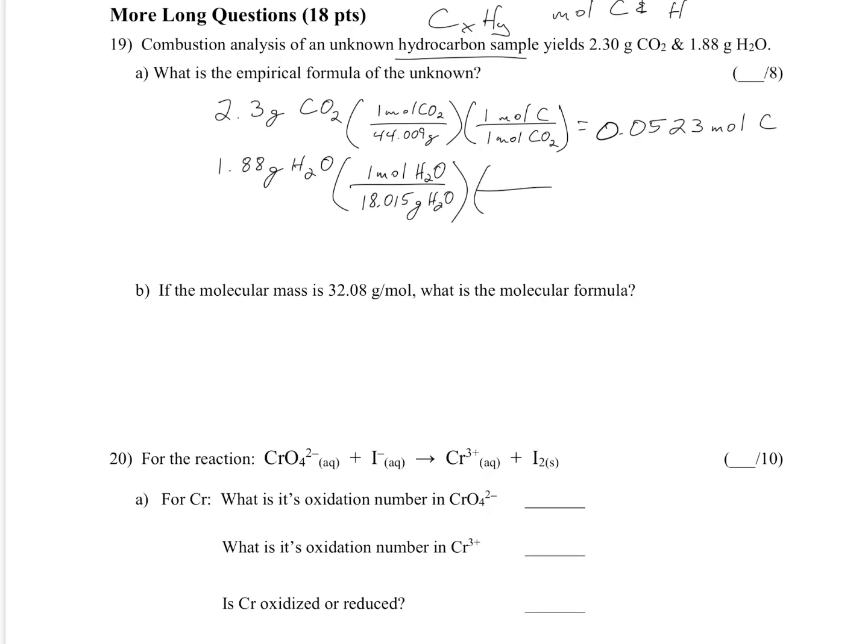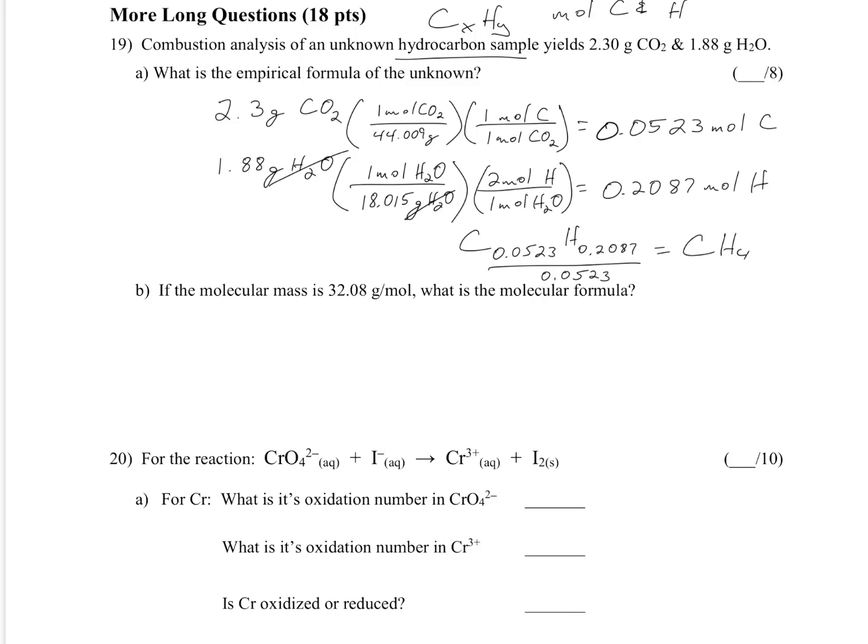H2O has molar mass of 18.015, but 1 mole H2O has 2 moles H. So this ends up being 0.2087 mole hydrogen. So I have C 0.0523, H 0.2087. Divide by the smaller of them. I get CH4. This is methane. This is natural gas. This is what comes out of your stove.